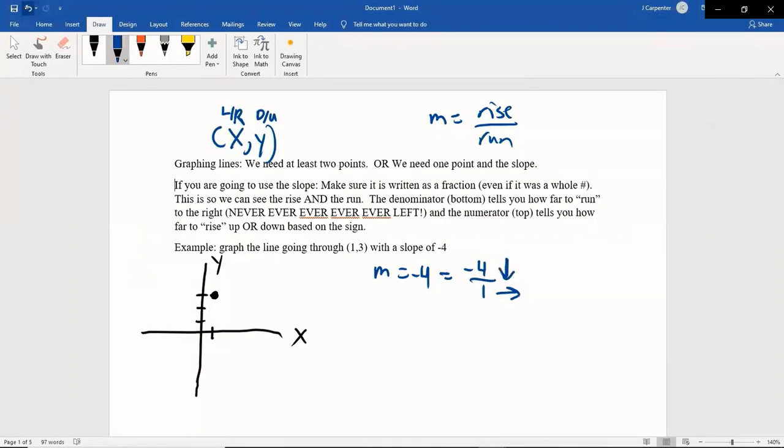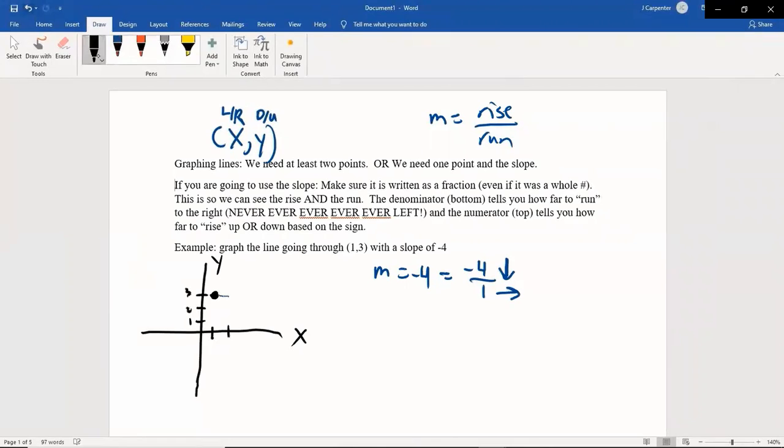Now, most people will go right 1 and then down 4, but it doesn't matter. You can go down 4 and then right 1. But if you go right 4 and down 1, or down 1 and then right 4, that would be wrong because you have to pair the direction with the correct number. So we got to go right 1. So from an x value of 1 to 2. So here would be 2.